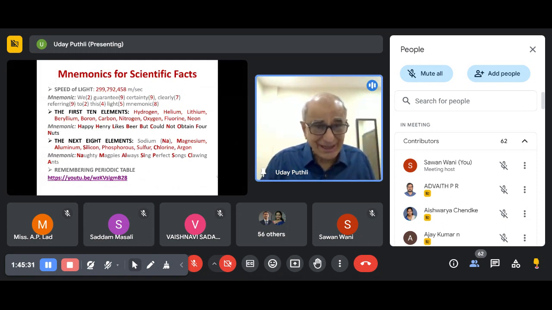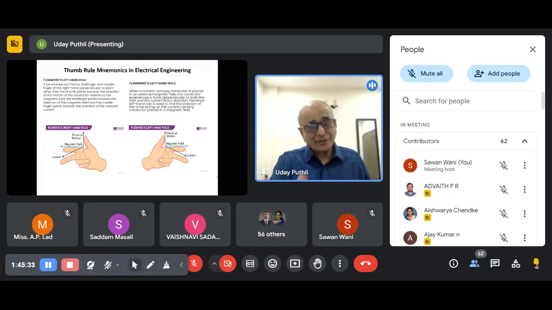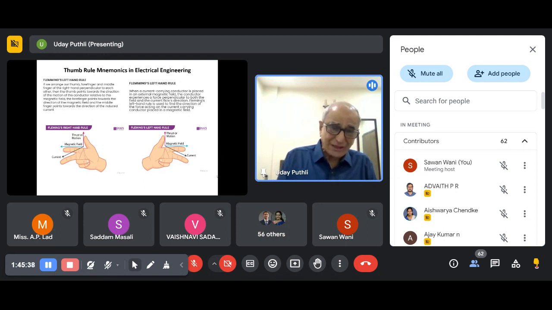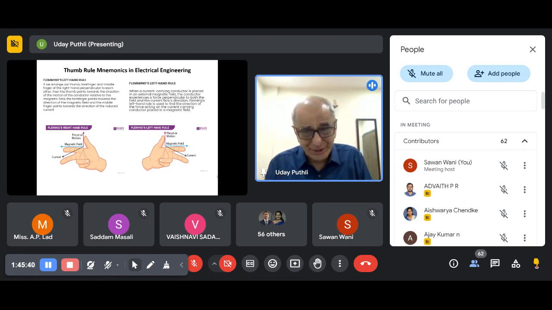So we go to the next slide. Here you are aware of this. This is from electrical engineering, Fleming's right hand rule and Fleming's left hand rule. Do I need to explain this?